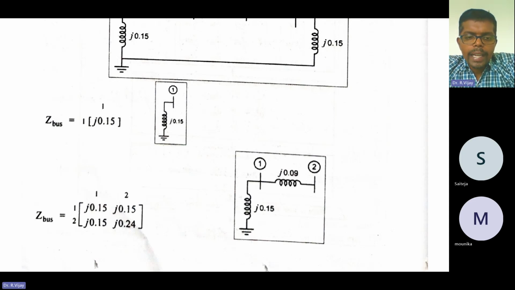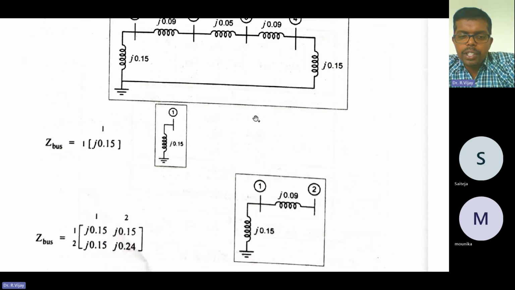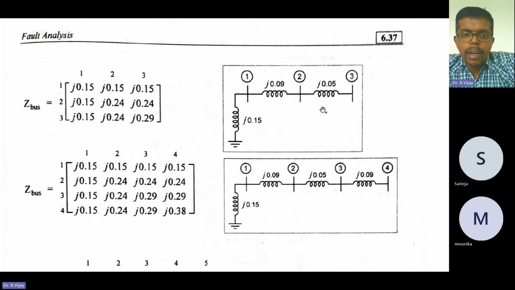Okay, so next, what is next? Again, we need to check the next new bus. The new bus is 3 here. In the problem, the new bus is 3, the third bus, with j into 0.05.